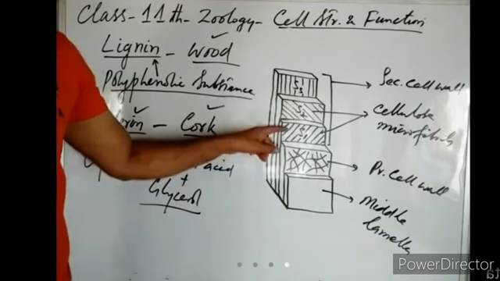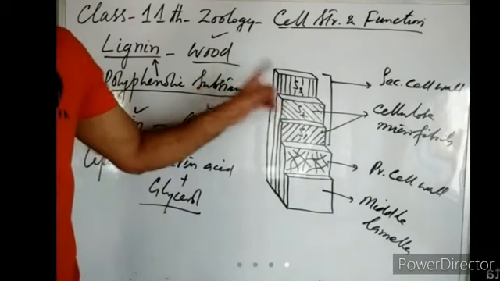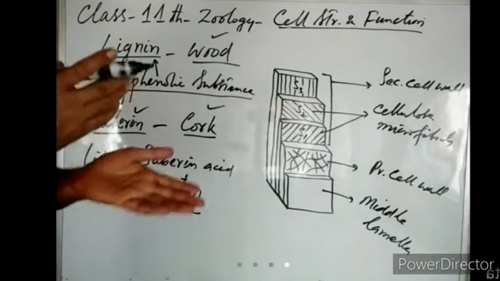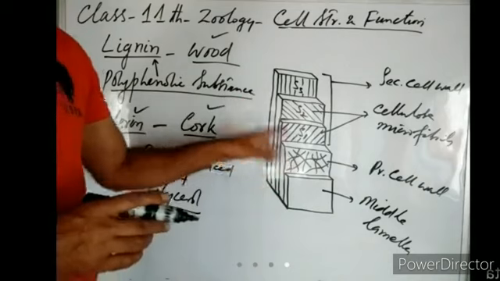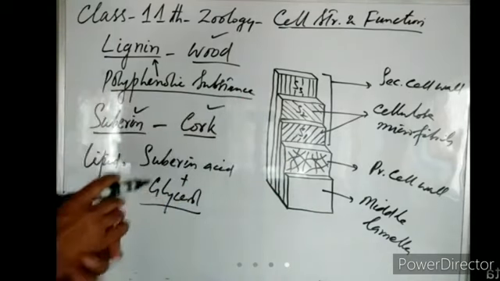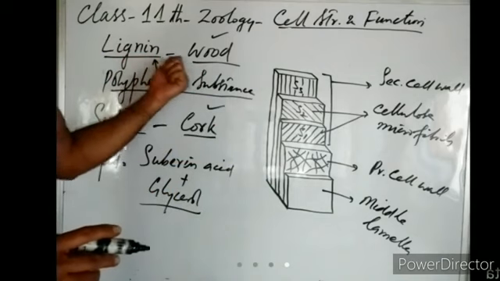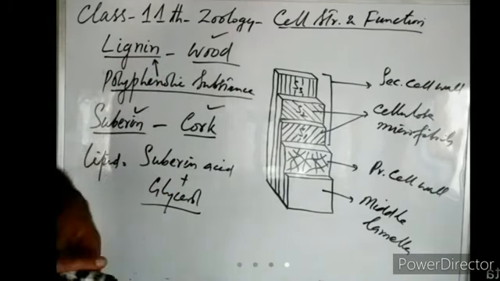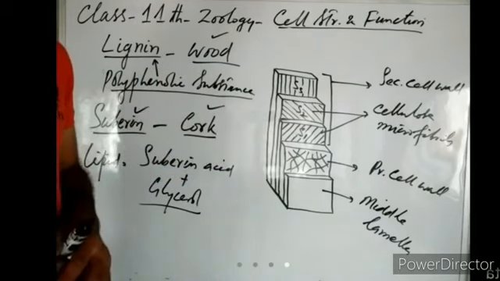In S1, the direction of cellulose microfibrils is different from the S2 layer, and in the S2 layer, the direction of cellulose microfibrils is different from the S3 layer. So this different direction of cellulose microfibrils makes it stronger than the primary cell wall. Then this secondary cell wall may be further strengthened by deposition of lignin to form wood or deposition of suberin to form cork, right? So this is the composition of primary cell wall and secondary cell wall.